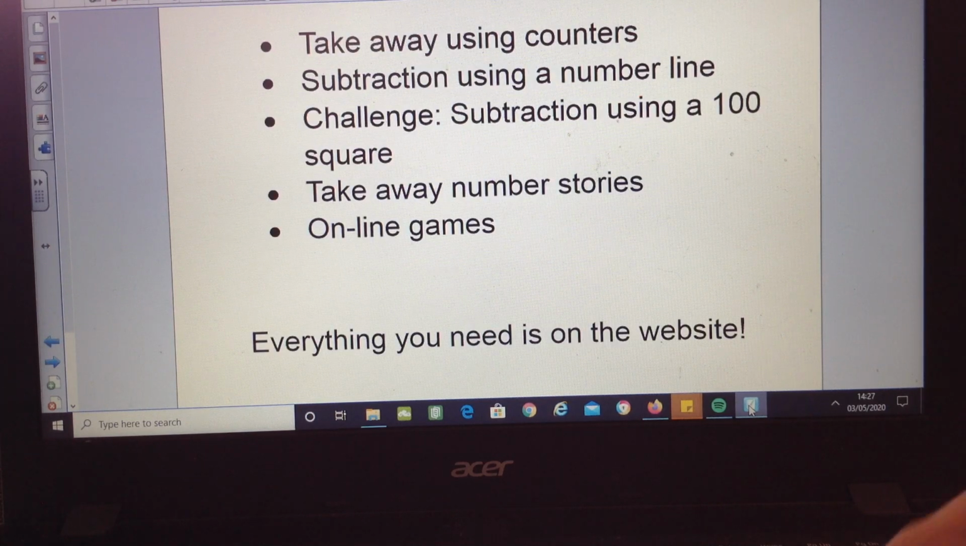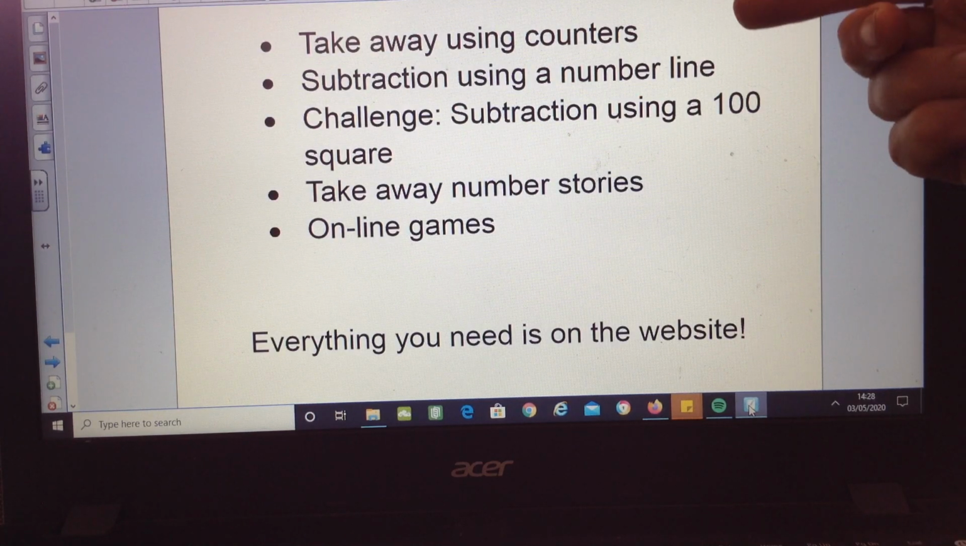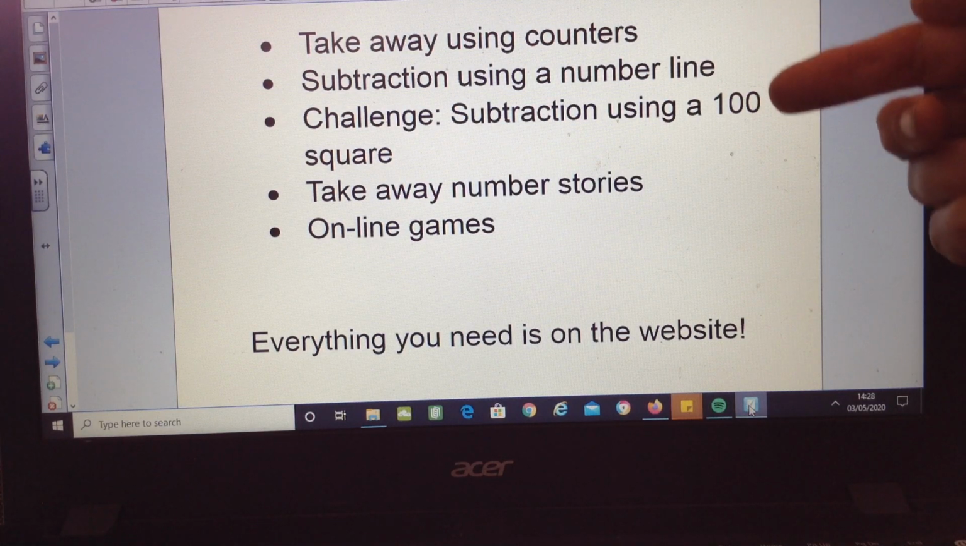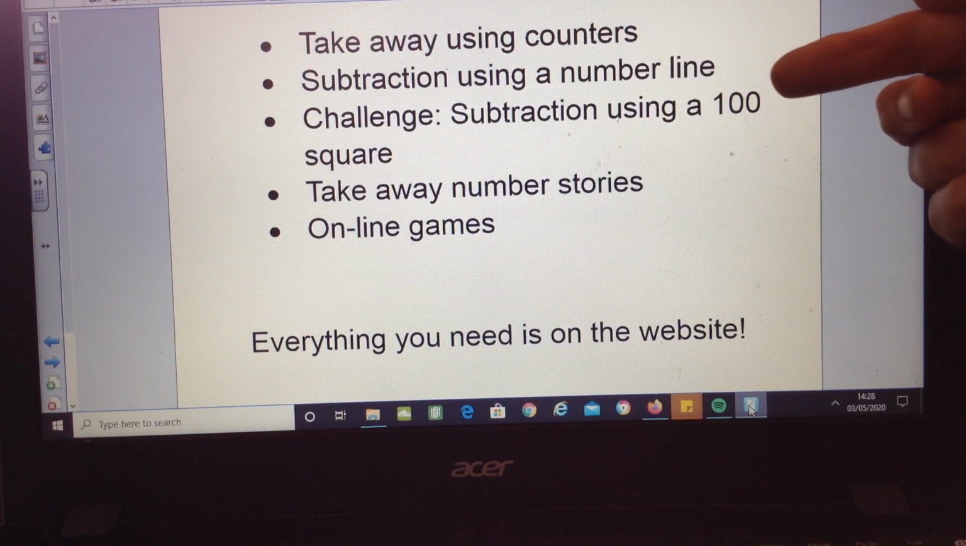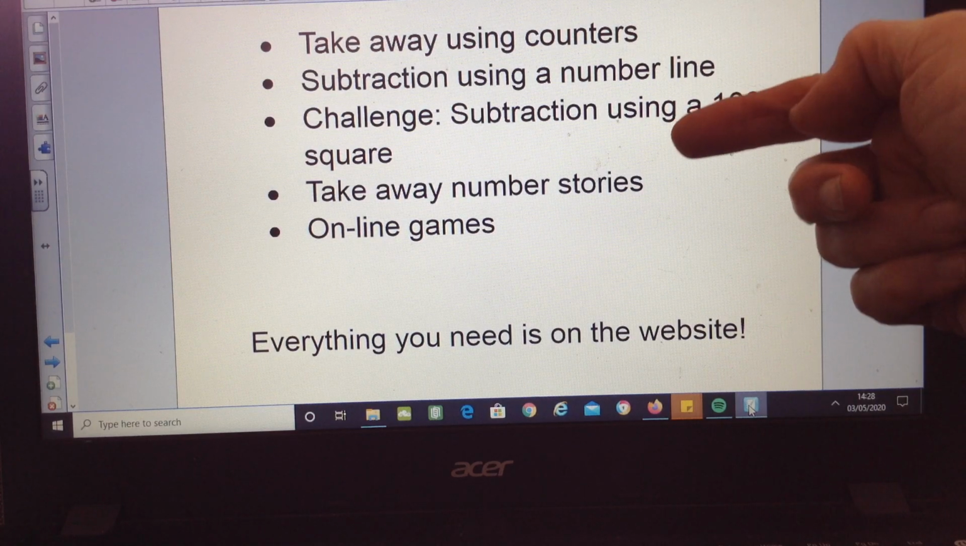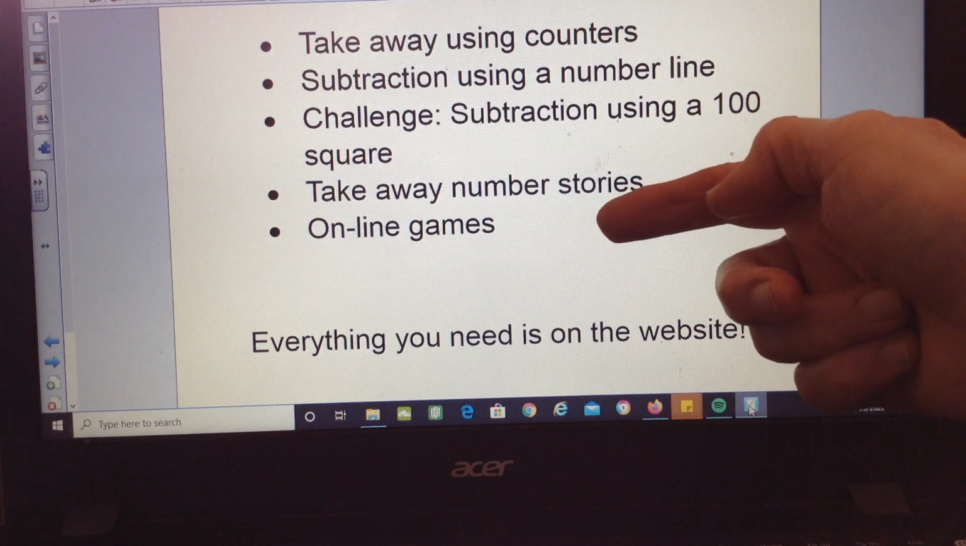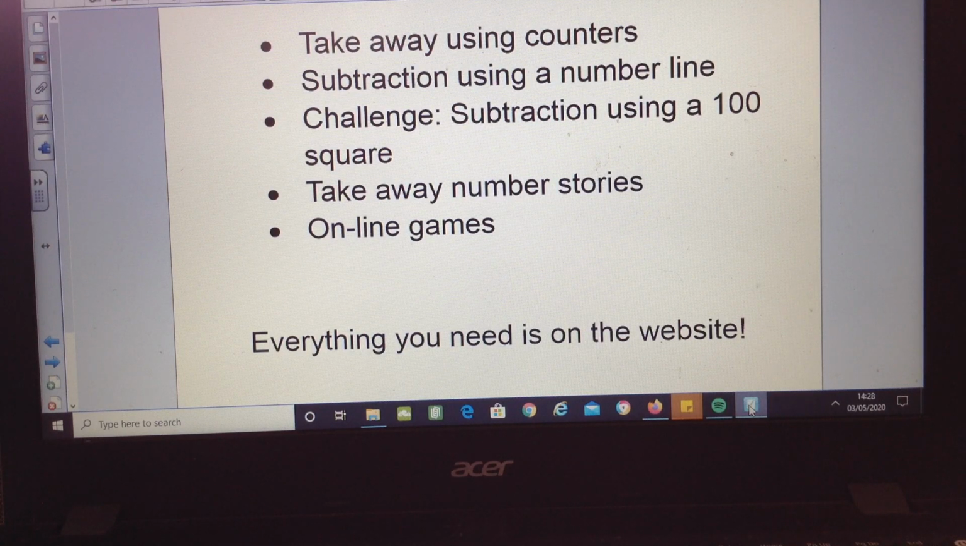So this week we're going to look at taking away using counters, subtraction using a number line. There's a challenge for children who like using bigger numbers for subtraction using a 100 square. There are takeaway number stories, and I'm going to introduce you to a few online games for subtraction. Now everything you need is on the website, and I'll introduce as much as I can on the video.